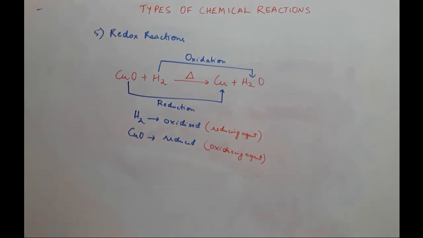So with this we finish the different types of chemical reaction. There are 5 of them, namely combination reaction, decomposition reaction, displacement reaction, double displacement reaction and redox reactions. We have learned different examples under each heading, and I hope you all have understood with those examples what happens during each type of reaction and why they are given those names.